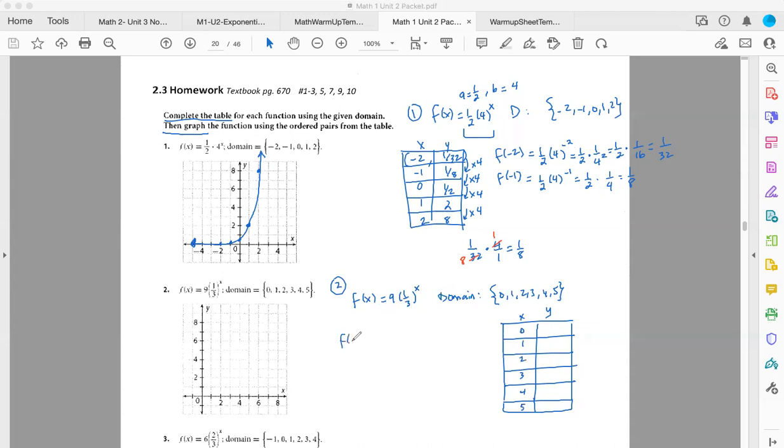You get f of 1. Remember, when you plug in 1 for x, you get f of 1 is 9 multiplied by 1/3 to the first power, which is 9 multiplied by 1/3. And 1/3 of 9 is 3. Sorry, I don't know why I said 9. 1 gives us 3, right? 1 for x gives us 3 for y.